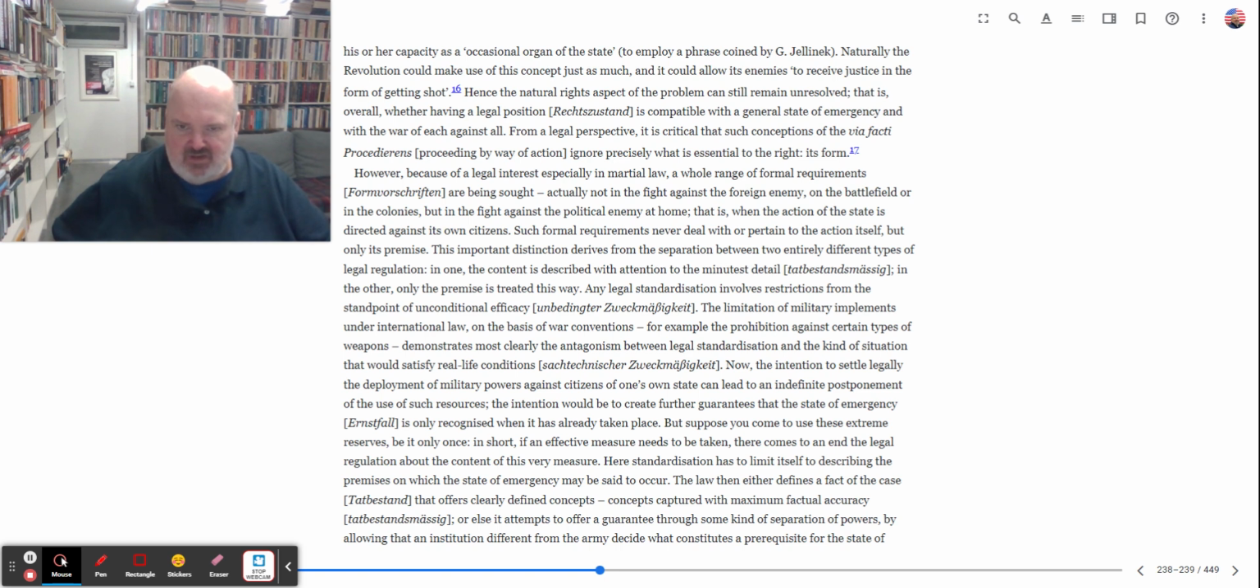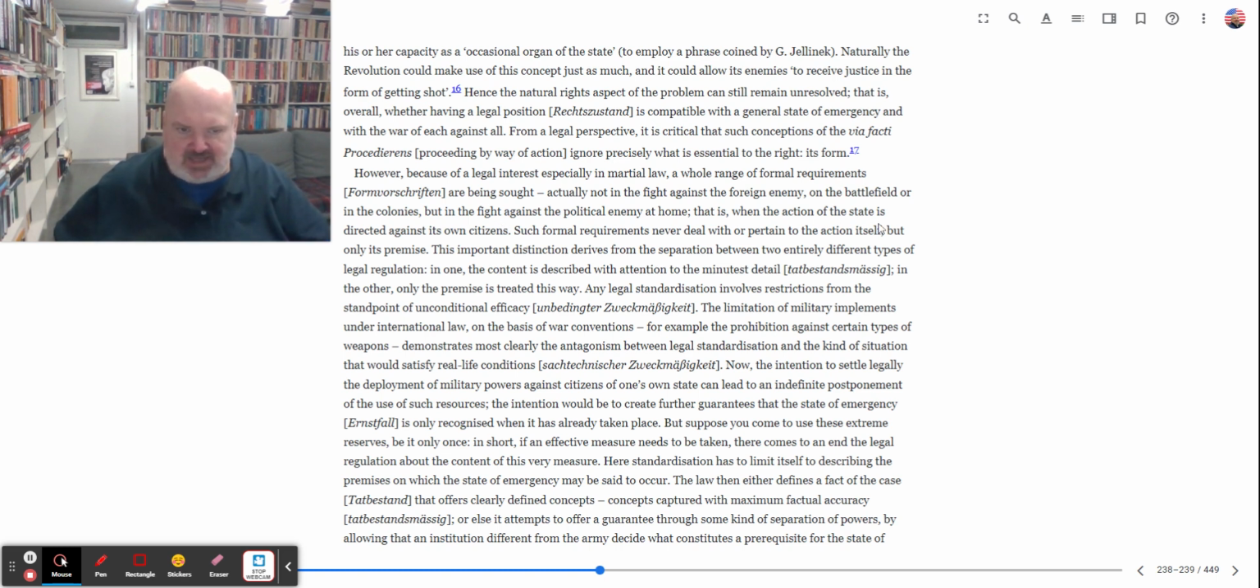From a legal perspective, the concrete fact kind of ignores the form. However, because of a legal interest, especially in martial law, a whole range of formal requirements are being sought. Not in the fight against the foreign enemy on the battlefield or in the colonies, but in the fight against the political enemy at home. That is, when the action of the state is directed against its own citizen. In other words, the formal requirements are sought not in the question of foreign enemies or colonies, but only at home, when the fight is against the political enemy at home, right?